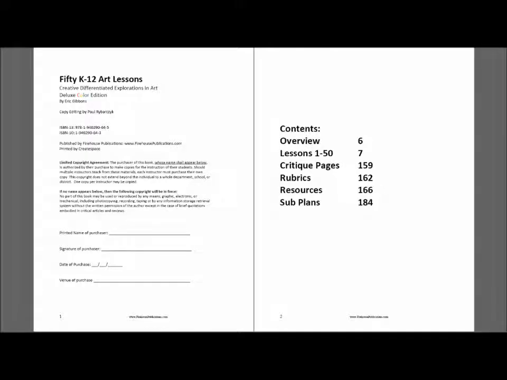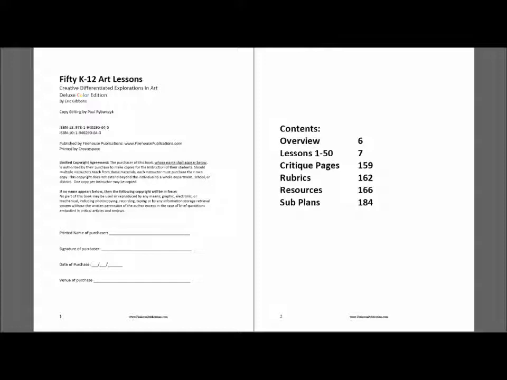Hello, my name is Eric Gibbons, and I'm the author of 50 K-12 art lessons. I've designed these lessons, 50 of them, that can be differentiated for different age groups. You can see by the table of contents how I sort of divided up these sections. I'm going to go through some of them with you now.